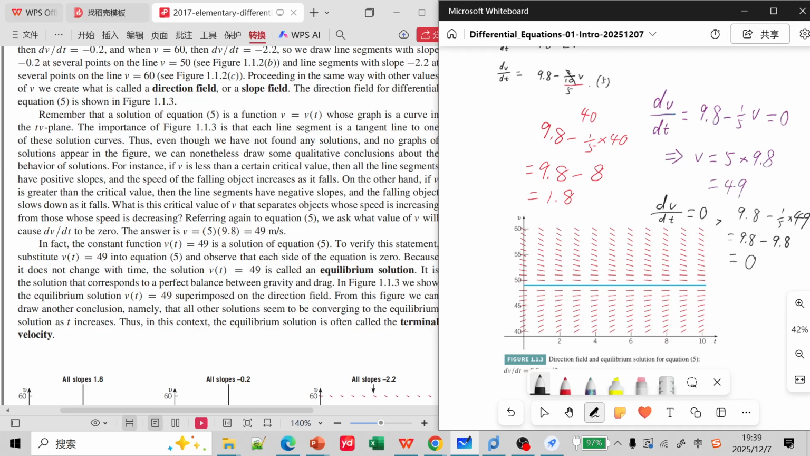So for equation 5 at this moment, the left hand side is equal to 0 and the right hand side is also equal to 0. So V equal to 49 is a situation or condition that satisfies this original equation.